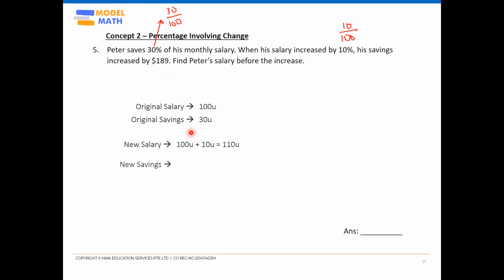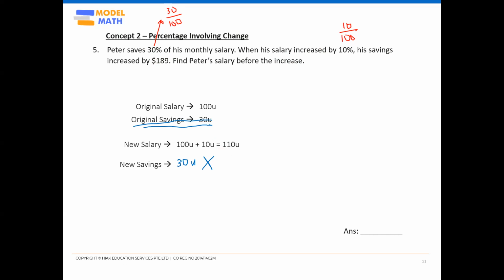So let's find out how many units will be the new savings. Like I explained just now, the new savings is still 30%, but the 30% can no longer be the same value as the original 30%. Just now, the original 30% was 30 units, which I've underlined in blue here. Can I say the new savings is also still 30 units? Obviously not, because 30% of the new salary of 110 units has to be a different number of units now. So we are going to calculate that out.